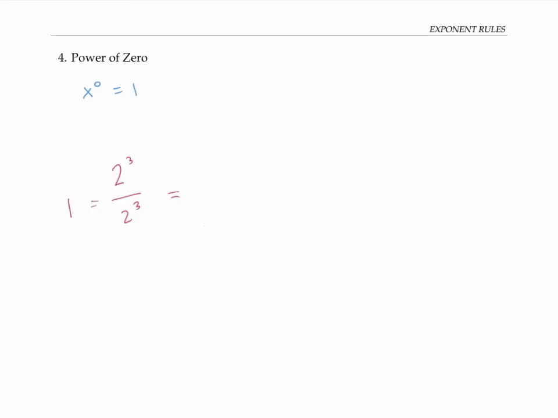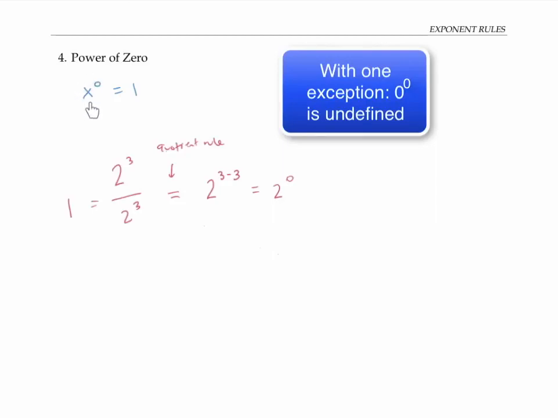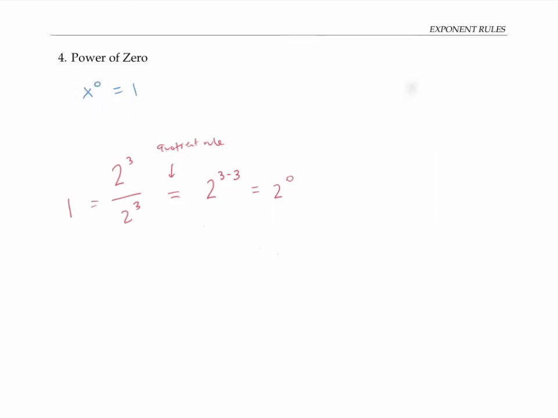But using the quotient rule, we know that this is the same thing as 2 to the 3 minus 3, because when we divide two things with the same base, we get to subtract their exponents. Therefore, this is the same thing as 2 to the 0. So 2 to the 0 has to equal 1 in order to make it work with the quotient rule. And the same argument shows that anything to the 0 power has to be equal to 1.